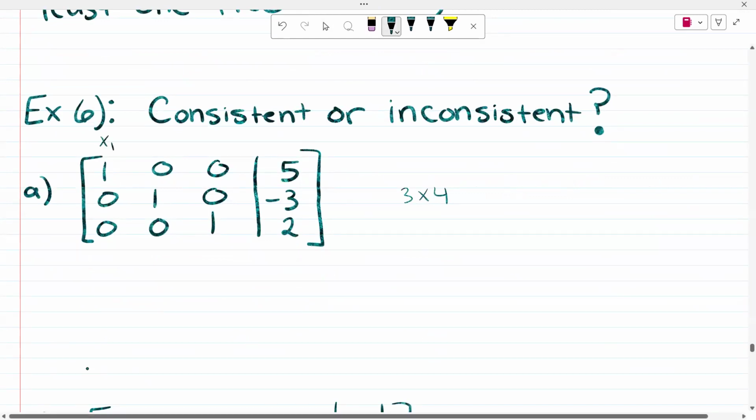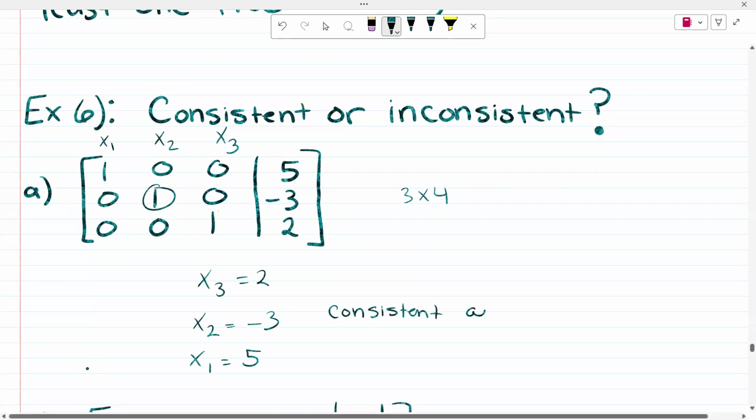I think this would have a solution and it would be consistent because you could call this column x1, or x, y, z, or call those columns x2, x3, etc. So this would be x3 equals 2. This would be x2 equals -3. And then this would be x1 equals 5. So yeah, this would be consistent and unique.